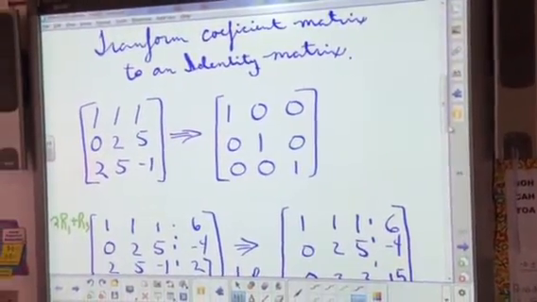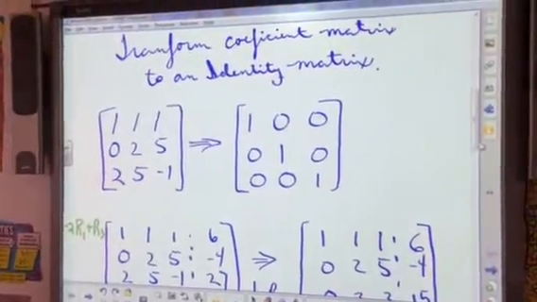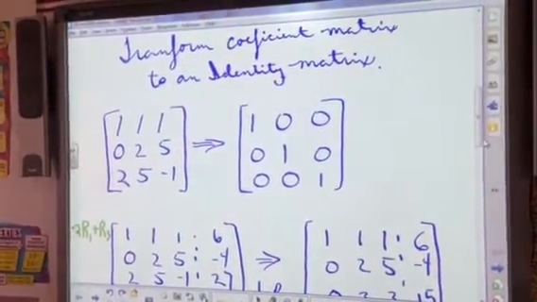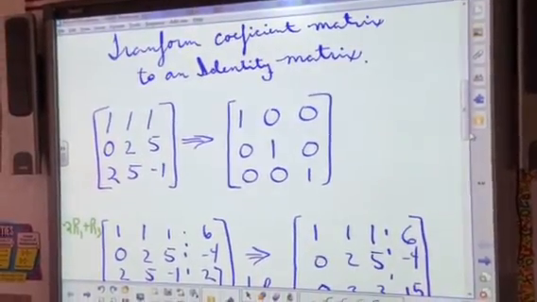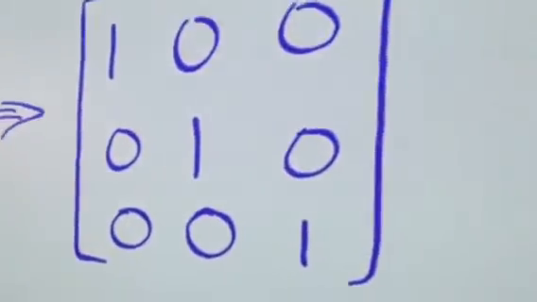Okay, so now all we need to do is transform this into an identity matrix, the coefficient matrix. And so I started right below that. It's the augmented matrix, and so let me go ahead and explain a little bit.